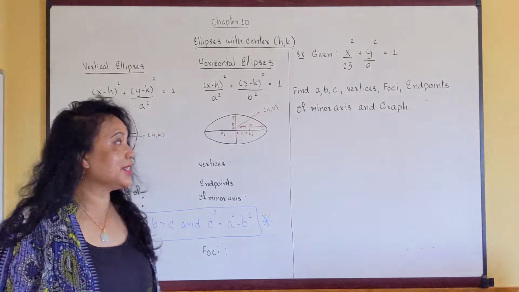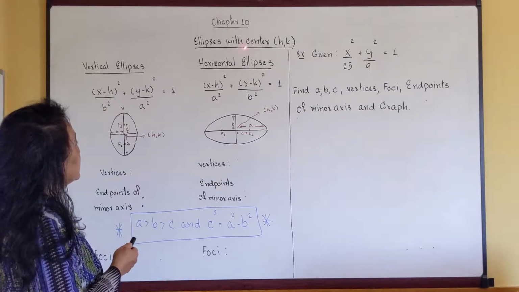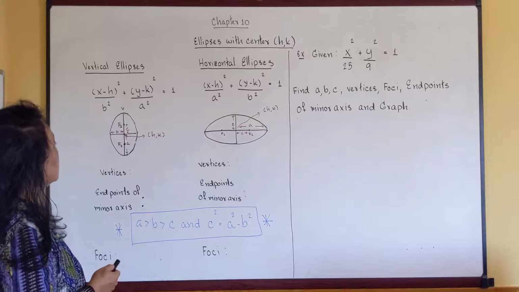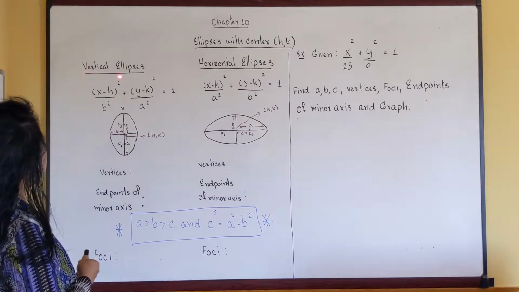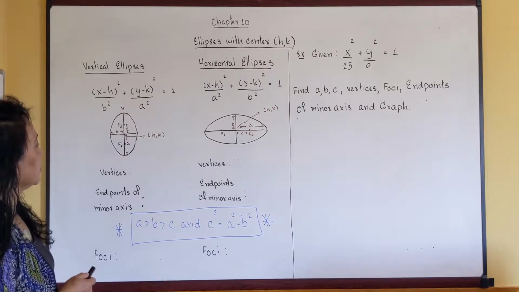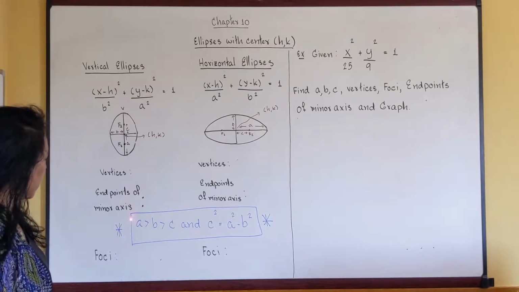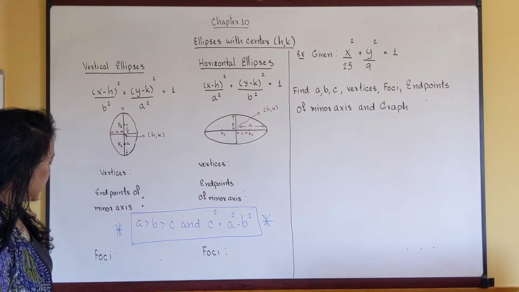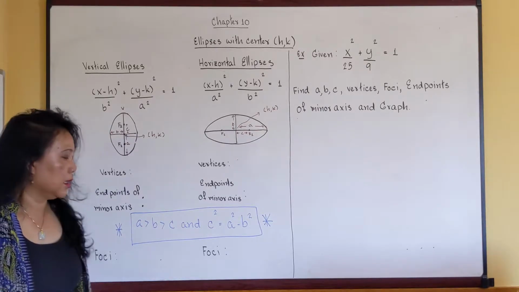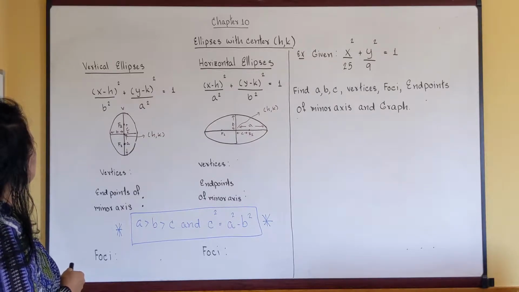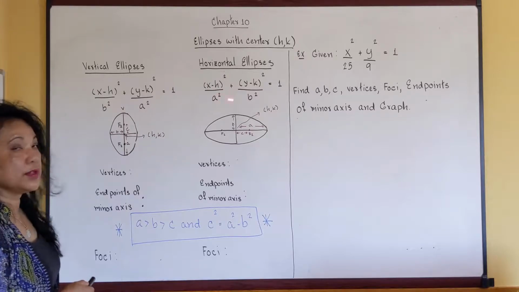Continue our chapter 10, ellipse with center H, K. We're going to have either a vertical ellipse or a horizontal ellipse. Now we're going to have different variables here, A, B, and C. A is the longest one, the biggest number, and C is the smallest number. If you look at the equation, they are very similar.